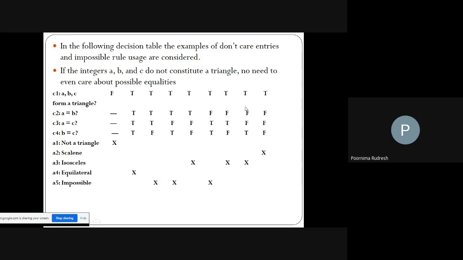Similarly, for the next rule, A is equal to B, A is equal to C. Means if A is equal to B, A is equal to C, then we say that it is an isosceles triangle. Only two sides are equal. Next, if all three conditions are false, means A is not equal to B, A is not equal to C, B is not equal to C, then it is a scalene triangle. Means none of the sides are equal. If all three sides are not equal, then we say that the triangle is a scalene triangle.